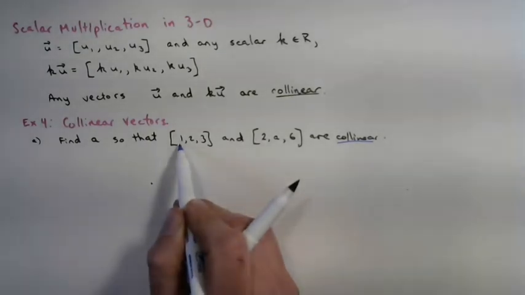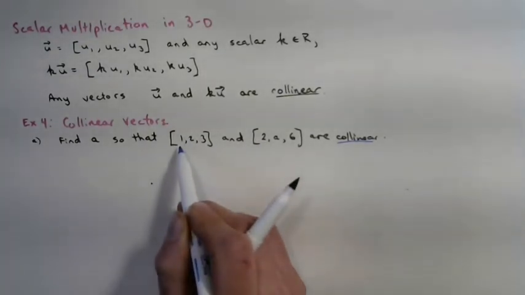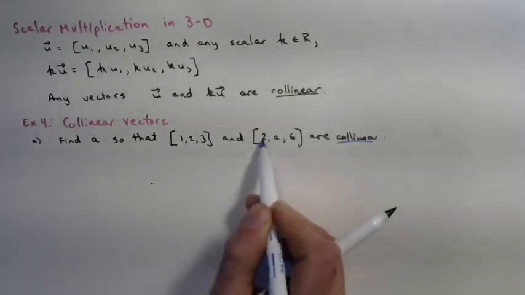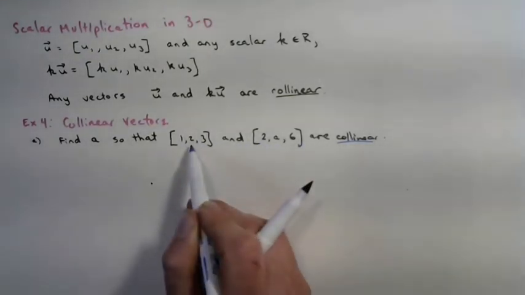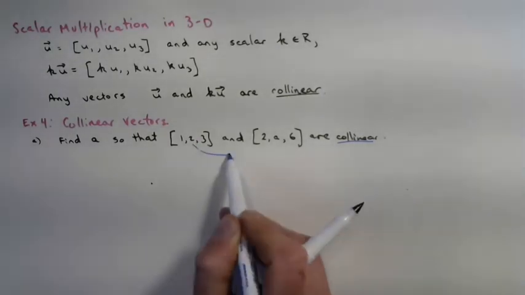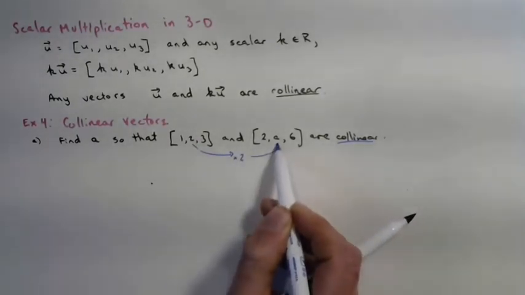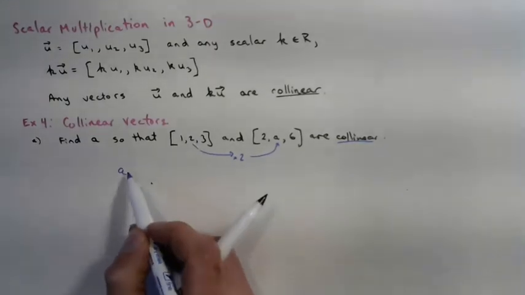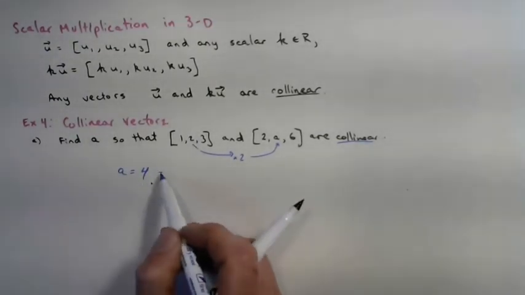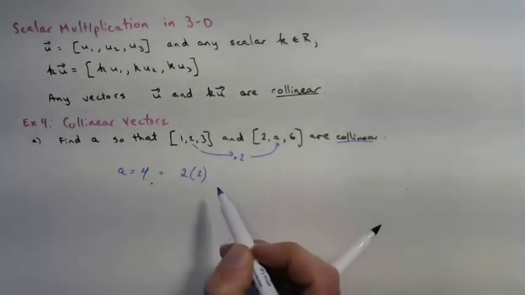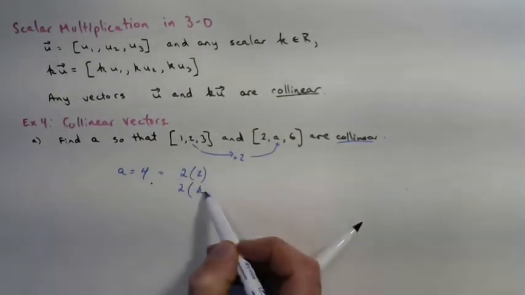So 1, how do we get from 1 to 2? Well, you multiplied it by a scalar of 2. So 1 times 2 is 2. Double check. 3 times 2 is 6. Yep. How do I find A? Scalar multiple is 2. So 2 times 2 is 4. Okay, so here A equals 4. Needs to be, because it needs to equal 2 times 2.